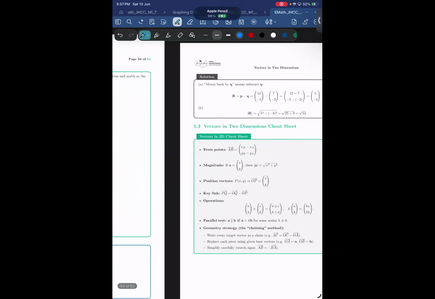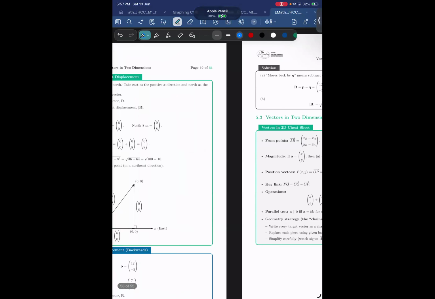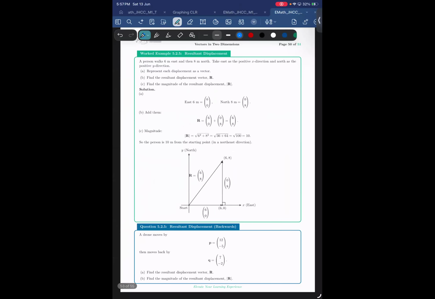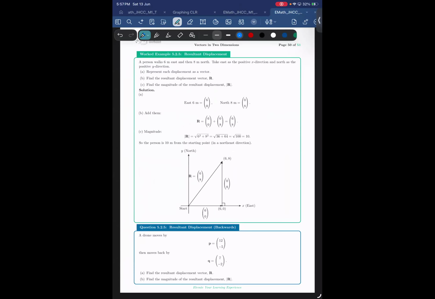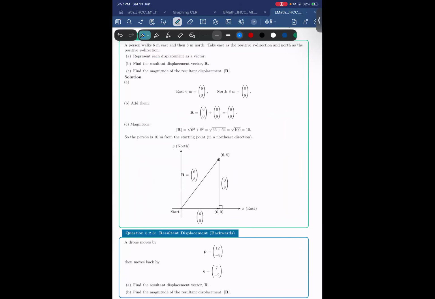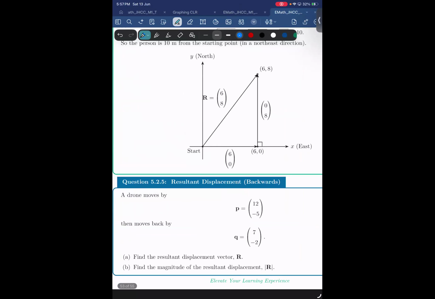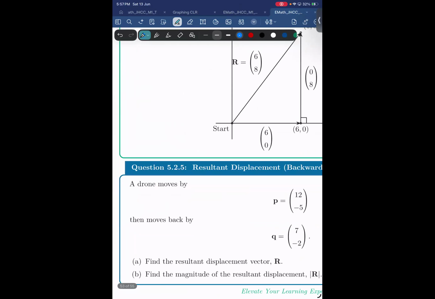The last example here. 2 minutes for this. Just take note of the fact that they say moves back. So moves back doesn't mean you just add it. Think about it.